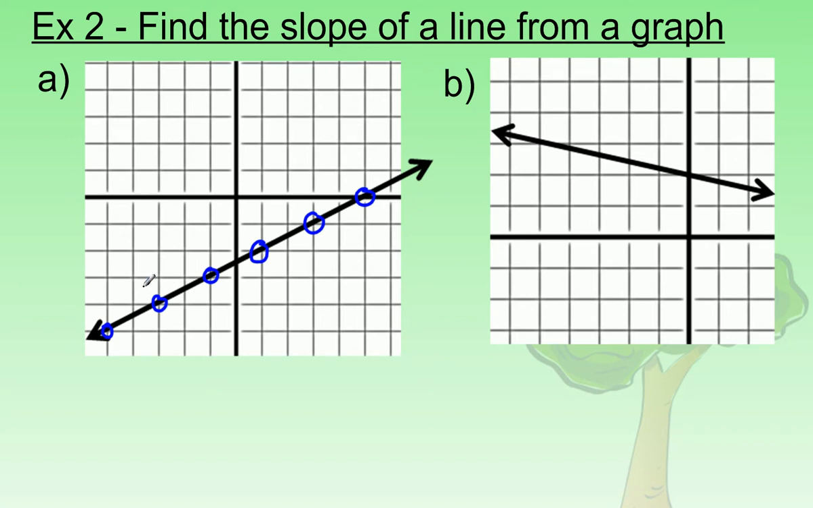It doesn't matter which 2. I'm going to pick this guy and that guy, just because. So this one has the coordinates of (-3, -4). This point has the coordinates of (1, -2).